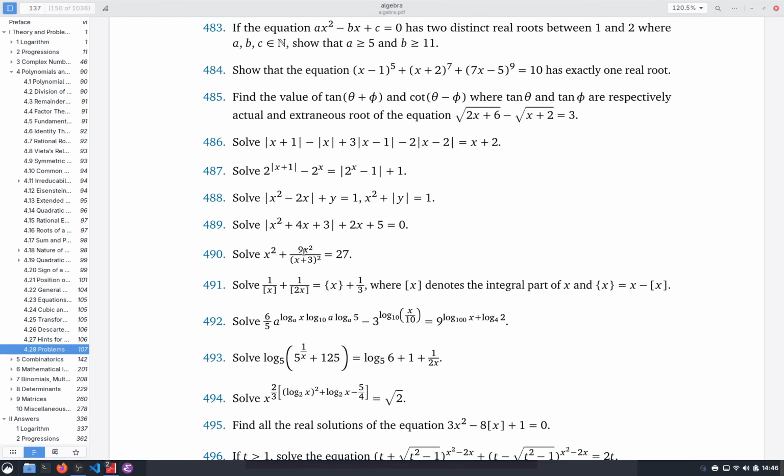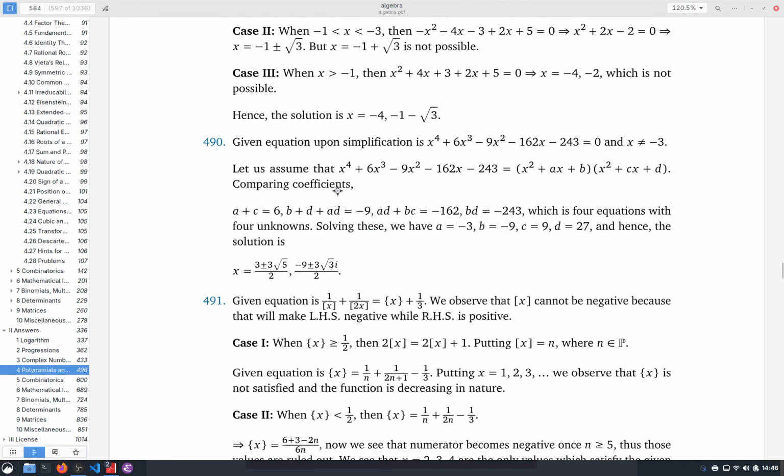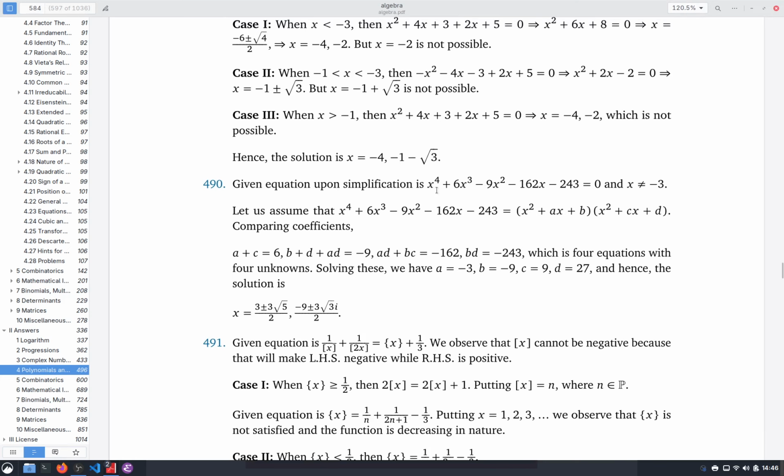Now we come to question 490. Solve x squared plus 9x squared by (x plus 3) whole square is equal to 27. So we have a given equation. We simplify, we get x to the power 4 plus 6x cubed minus 9x squared minus 162x minus 243 is equal to 0, and x is not equal to minus 3.